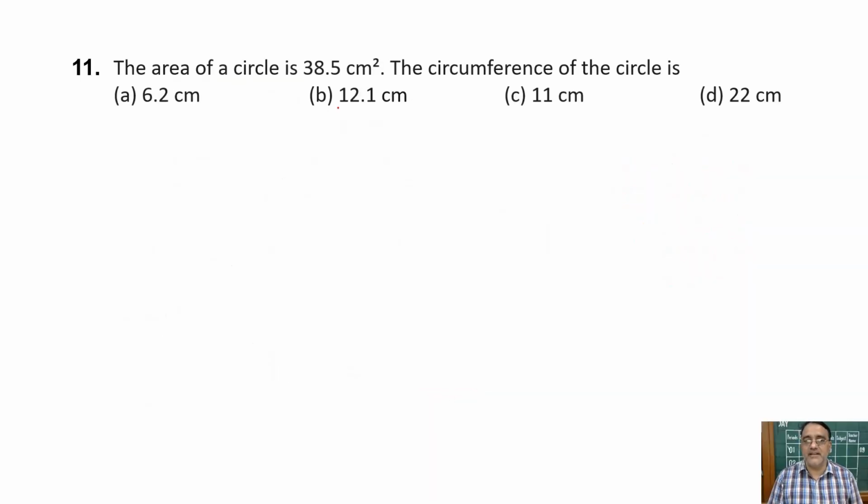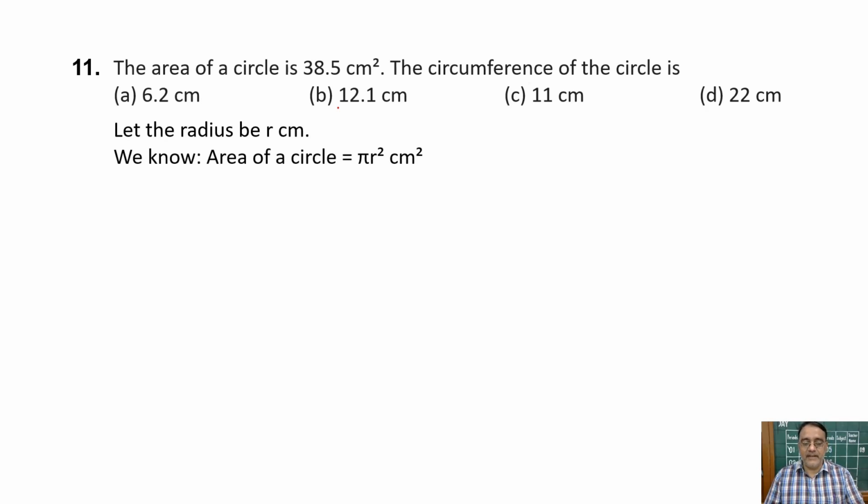The area of the circle is 38.5 centimeters square. The circumference of the circle is dash. So circumference निकालने के लिए हम लोग को find out करना पड़ेगा radius, and that we will find out with the help of area of circle, right? Area of circle is pi r square, and we will equate pi r square with 38.5, right? Now we'll substitute the value of pi, that is 22 by 7.